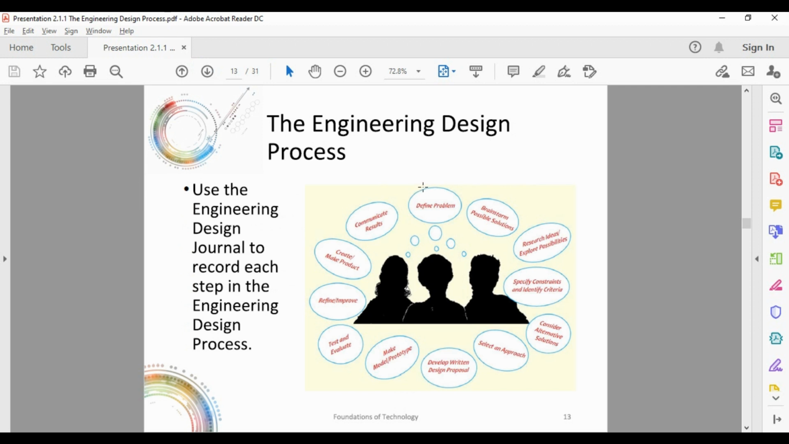So now here's something that we haven't been doing a lot when it comes to the EDP. Use the Engineering Design Journal to record each step in the EDP. Something that we are going to introduce in the next component is a design journal. When we start documenting different things that go into play, we're going to look at other things like making a timeline and various other tools that are used.